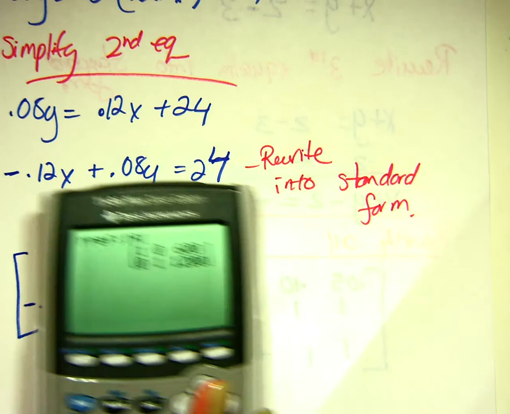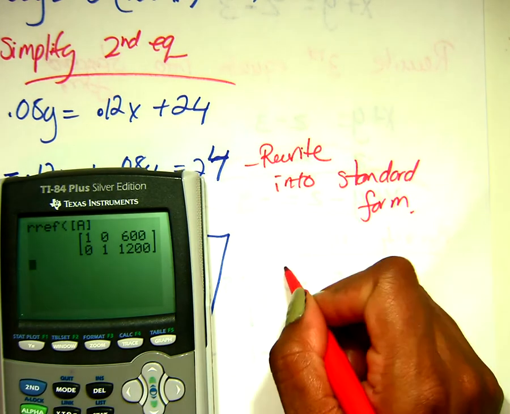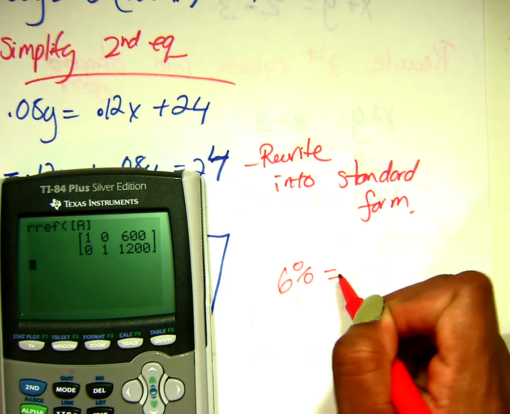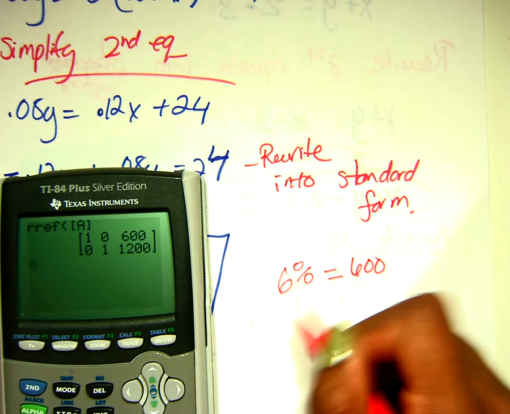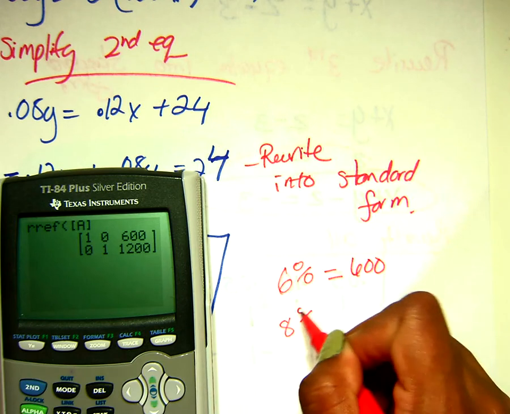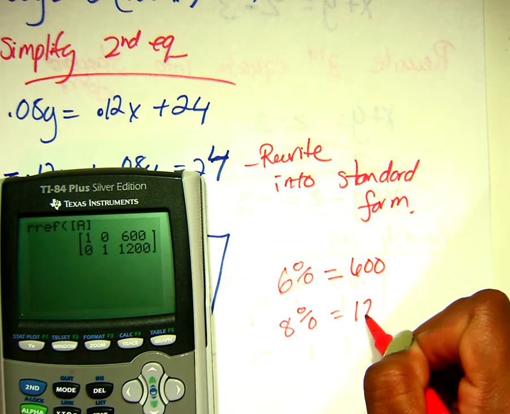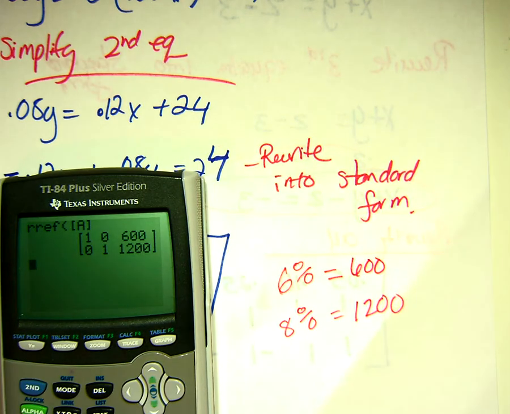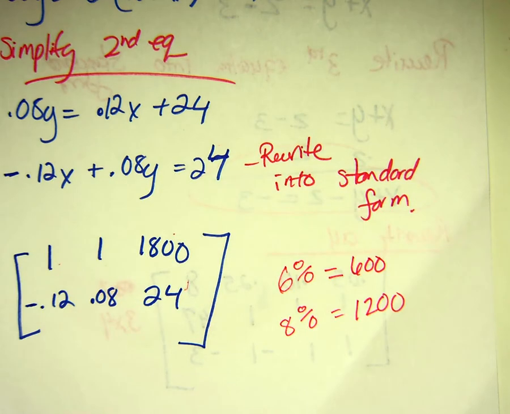So for the 6%, that's going to be $600. And then for the 8%, that was going to be the $1,200. Because remember, X comes before Y. Woohoo! So hopefully we're feeling pretty good with our calculator, y'all. Feeling good with your calculator, y'all.